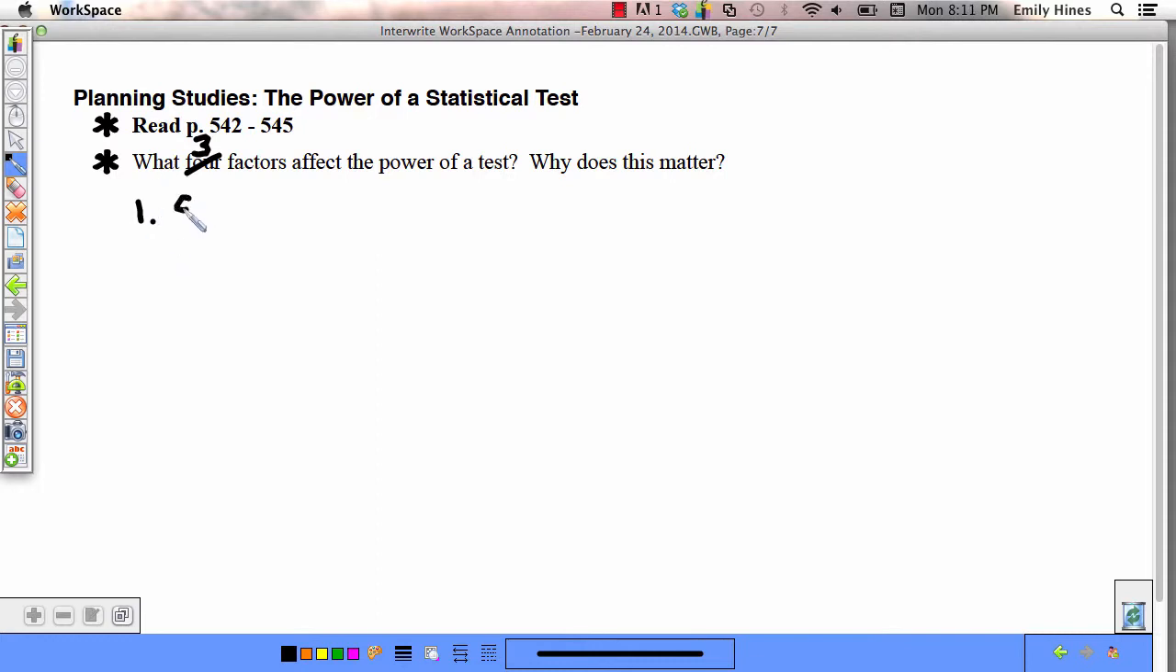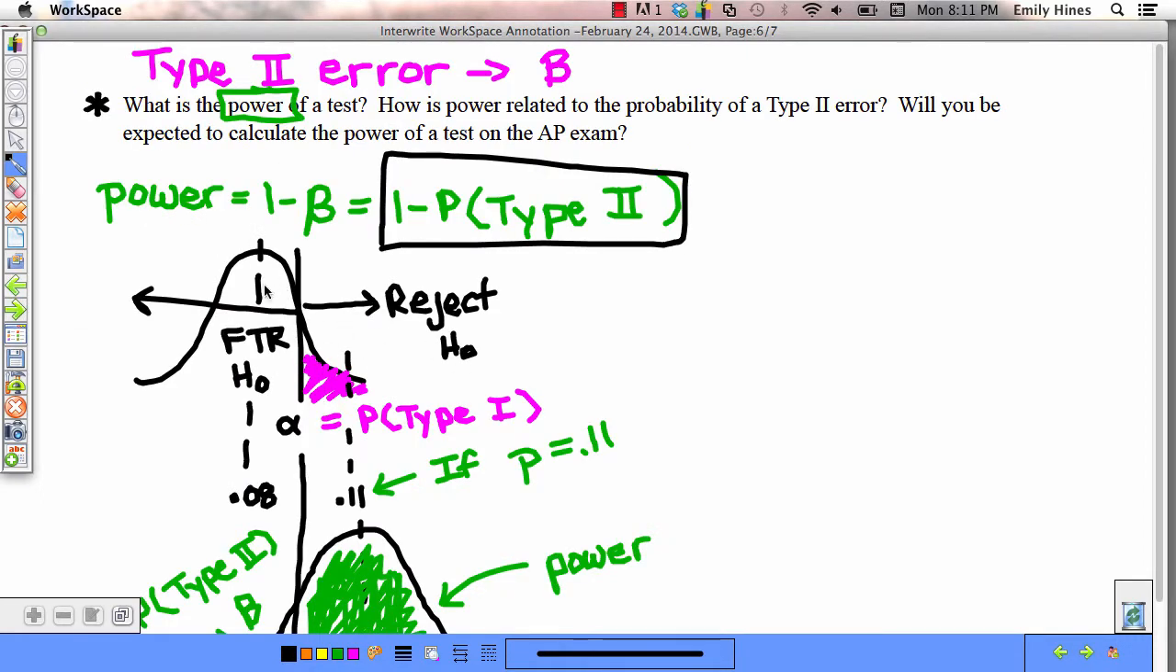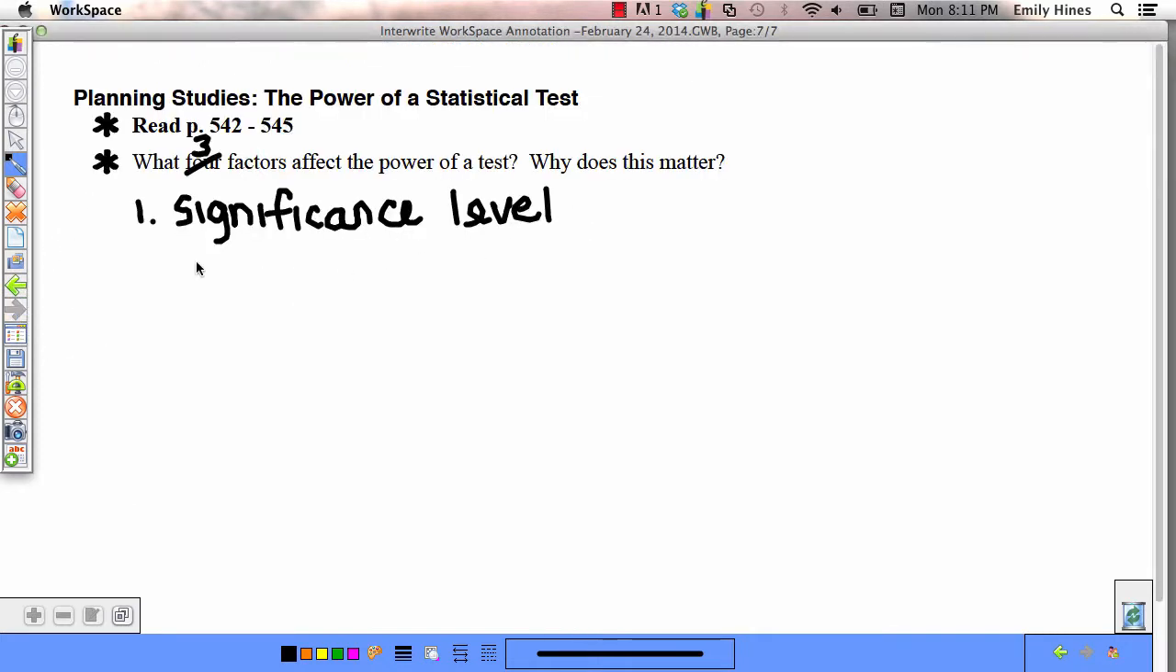One is the significance level. Because obviously, if you think about the picture we just drew, if my significance level is different, then that line would be at a different place. So if my significance level was really 0.1, it would be more to this side, which means even more, my power would be even higher. So a larger significance level produces a larger power.